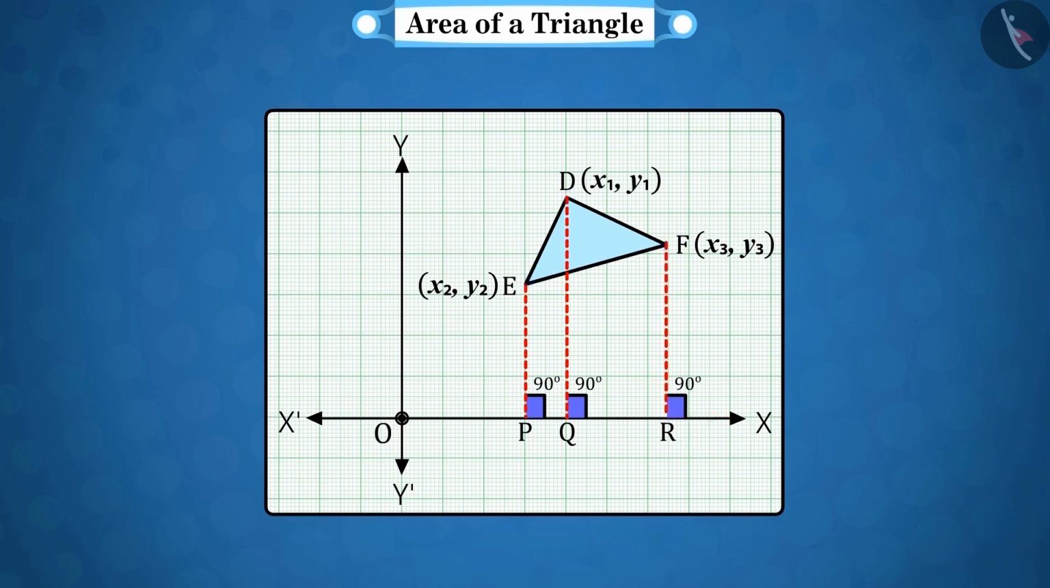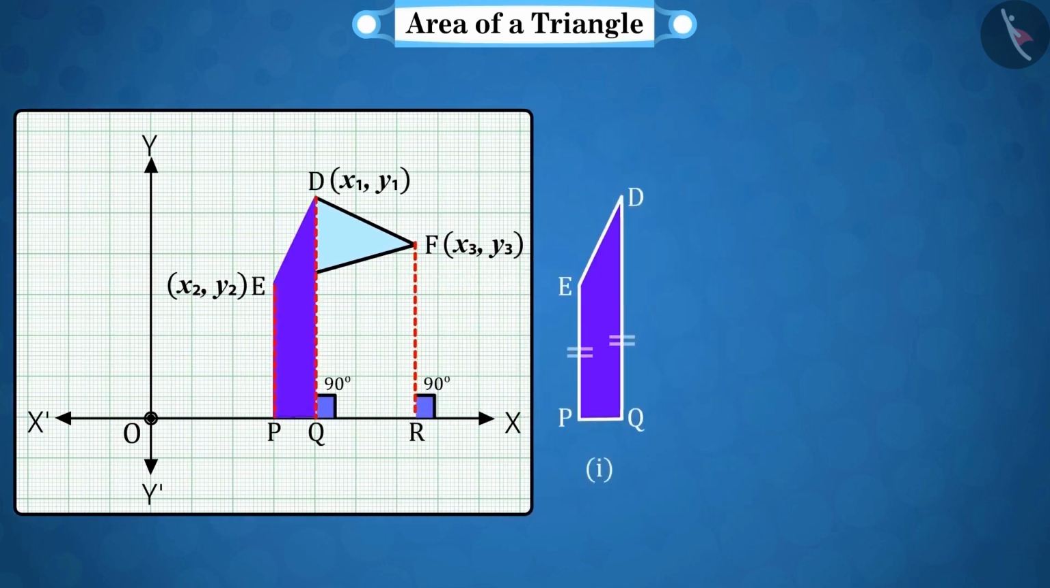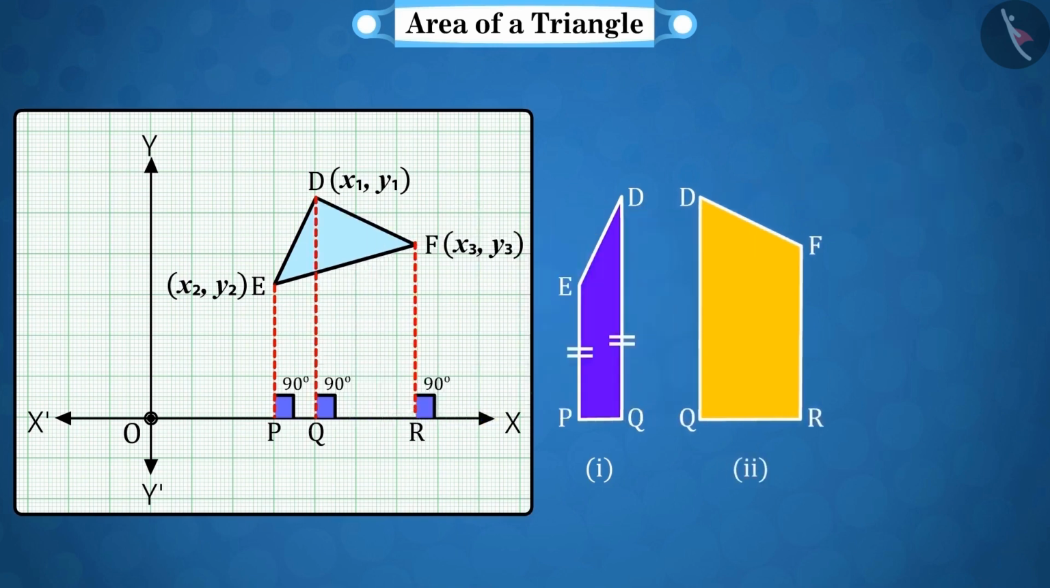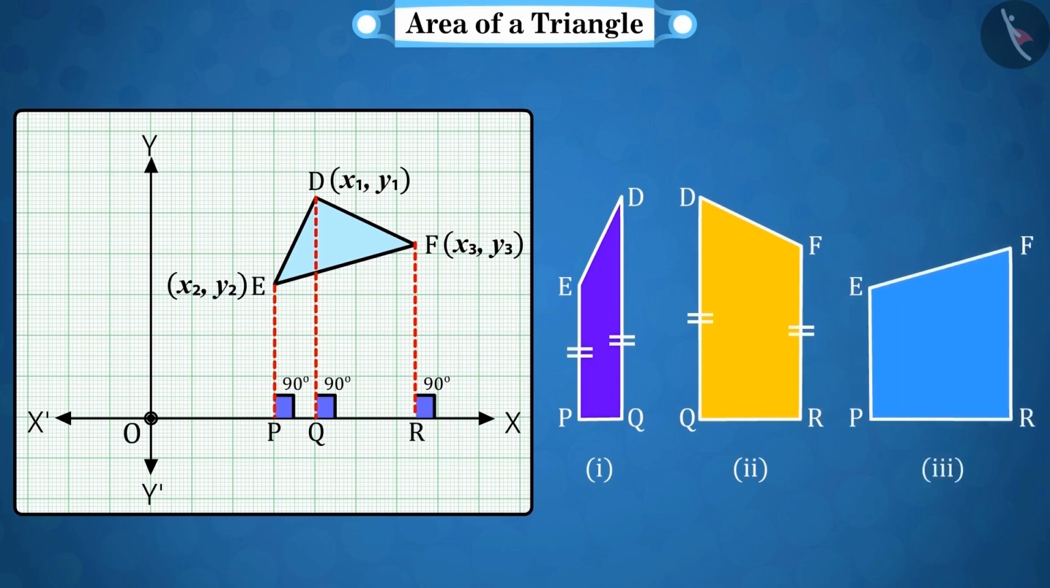If we talk about DEPQ, then it is a trapezium because we know that if the opposite sides of a quadrilateral are parallel, then it is called a trapezium. Similarly, DQRF and EPRF will also be trapeziums.